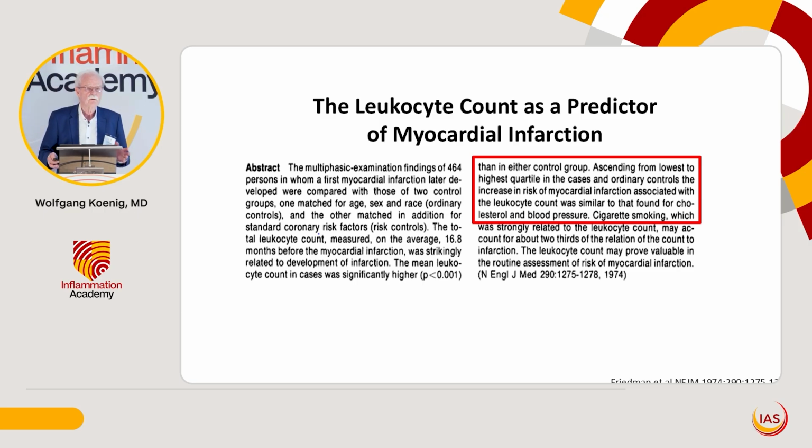Now, I'd like to start for historical reasons with this paper. It's a New England Journal paper from 1974, and Dr. Friedman and colleagues looked into approximately 500 persons in whom a first myocardial infarction later developed. They had measured the white blood cell count 1.5 years before, and what they found is that the mean leukocyte count in cases was significantly higher compared to the control group. Even more important, already at that time, they could show that the increase in risk conveyed by increase in leukocytes was similar to what they could show for cholesterol, our traditional risk factor, and high blood pressure, just to name two of them.